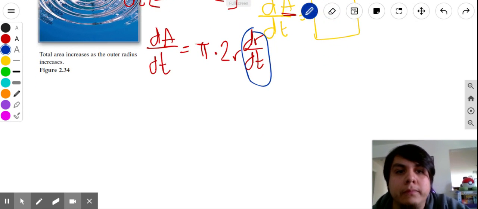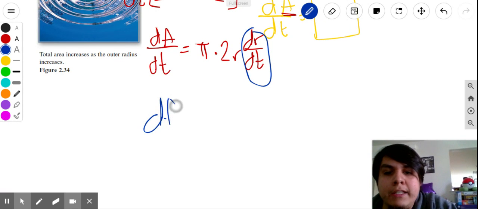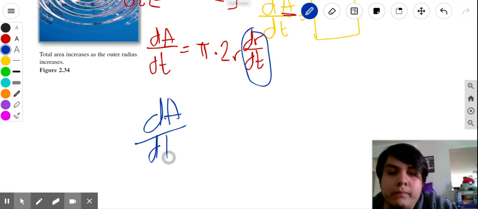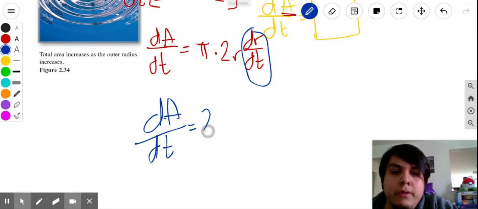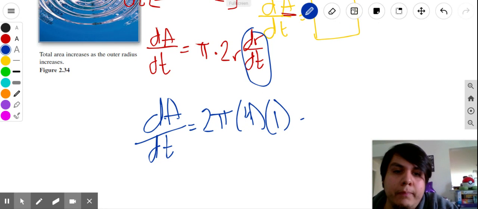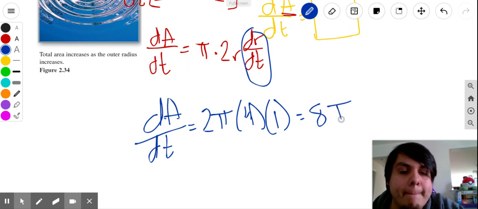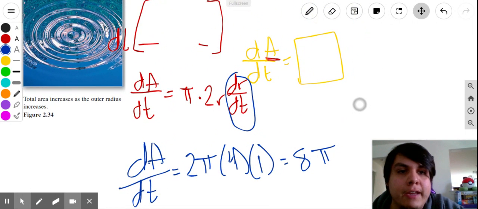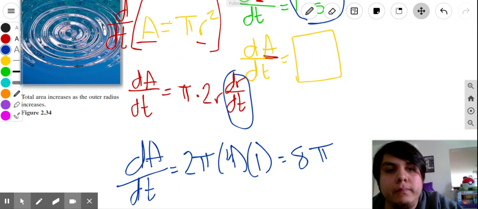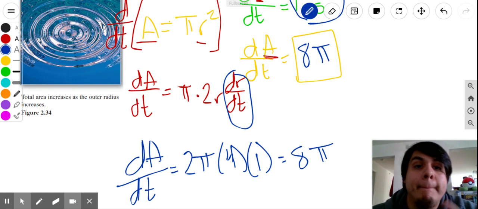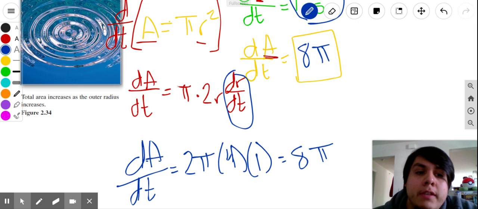So dA/dt would have to equal 2 pi times the radius times dr/dt, which would mean that we end up with 8 pi. So I know the value of dA/dt is going to be 8 pi. But what I don't know yet are the units.